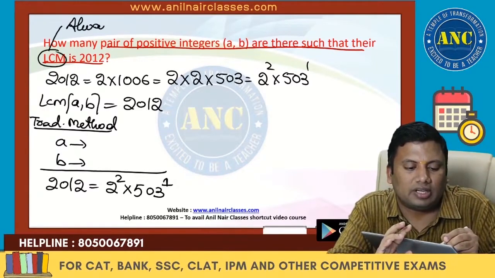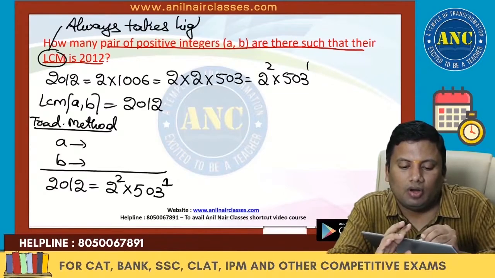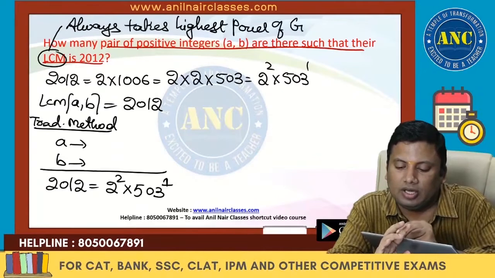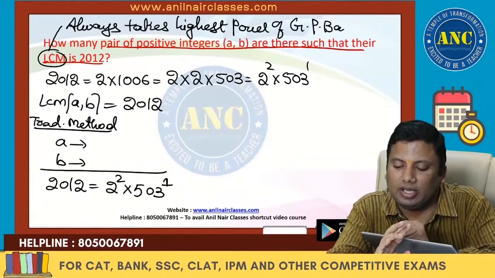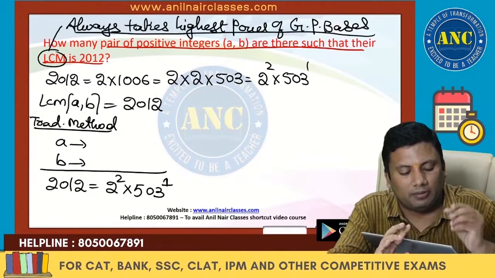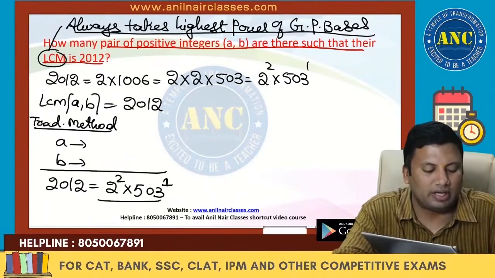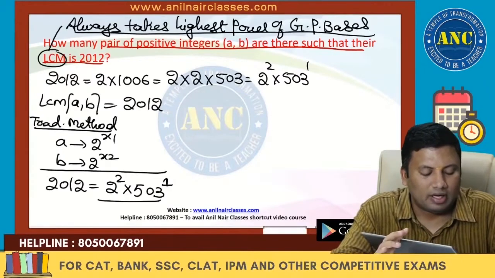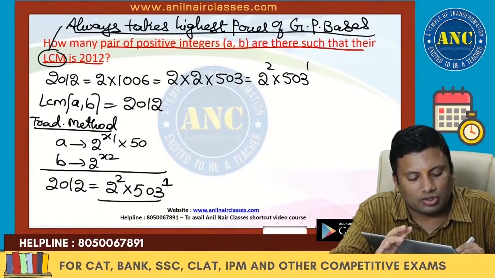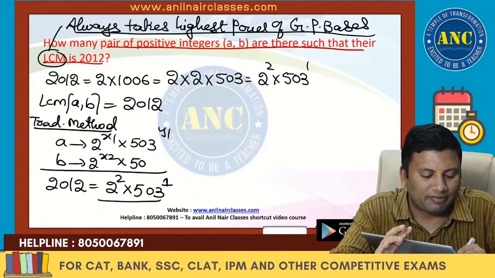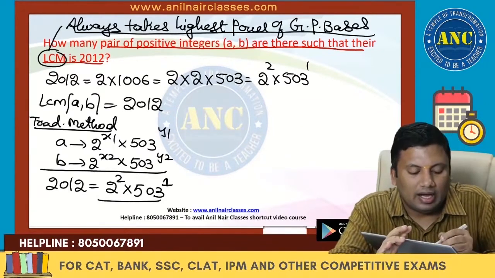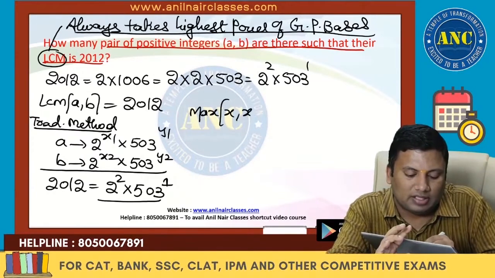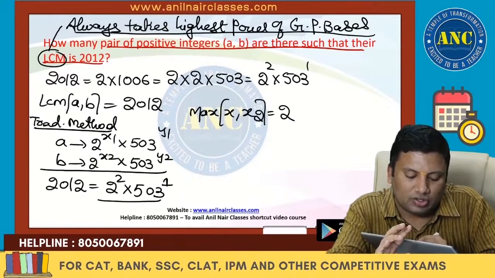LCM always takes the highest power of the given prime bases. The answer is 2 square into 503 power 1. The A and B should also have 2 power x1, 503 power y1, and 2 power x2, 503 power y2. LCM always takes the highest power of the given prime base. Maximum of x1 and x2 is 2.